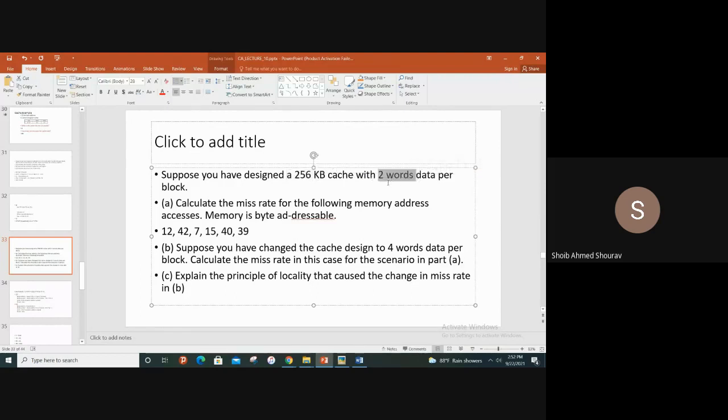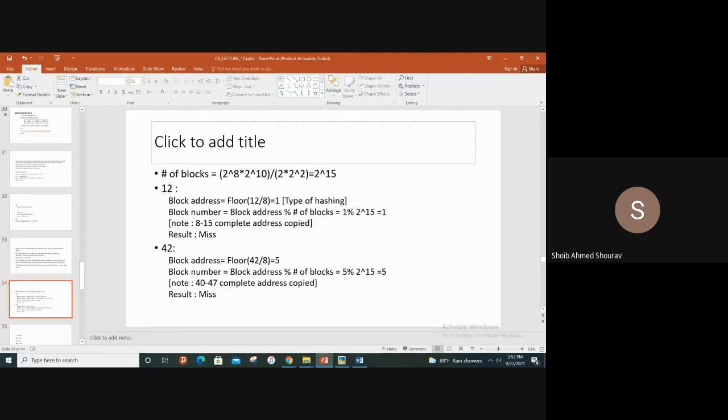Can we find the number of blocks here? Let me show you. 256 is 2 to the power 8, into 2 to the power 10 to take it to bytes, and 2 words into 4, since every word is 4 bytes. So 2 into 2 to the power 2, it is 2 to the power 15 again. So now we know the number of blocks.